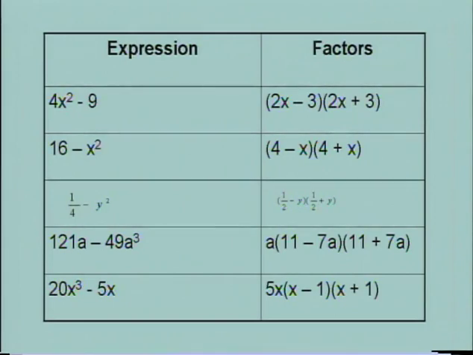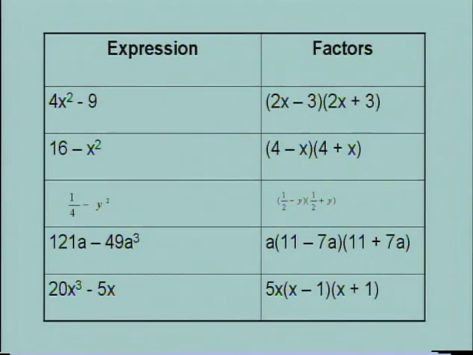Let us look at the fifth example, similar to the fourth. We have 20x cubed minus 5x. If you look carefully, you would see that the common factor is 5x. So if we divide 20x cubed by 5x, we will have 4x squared.